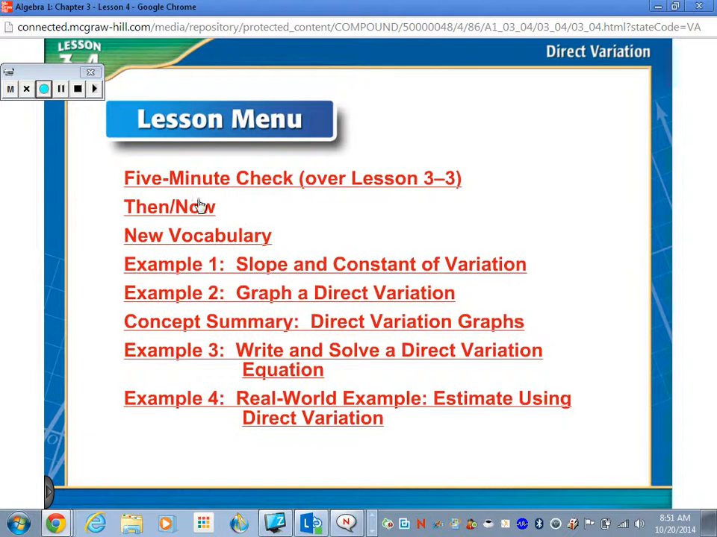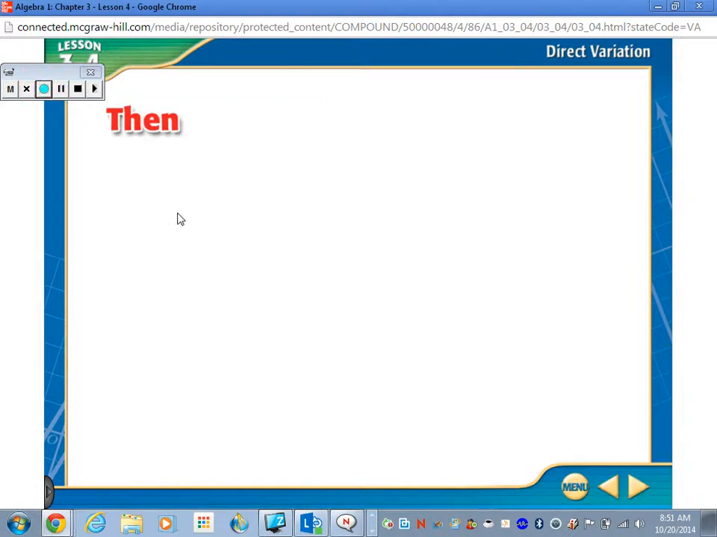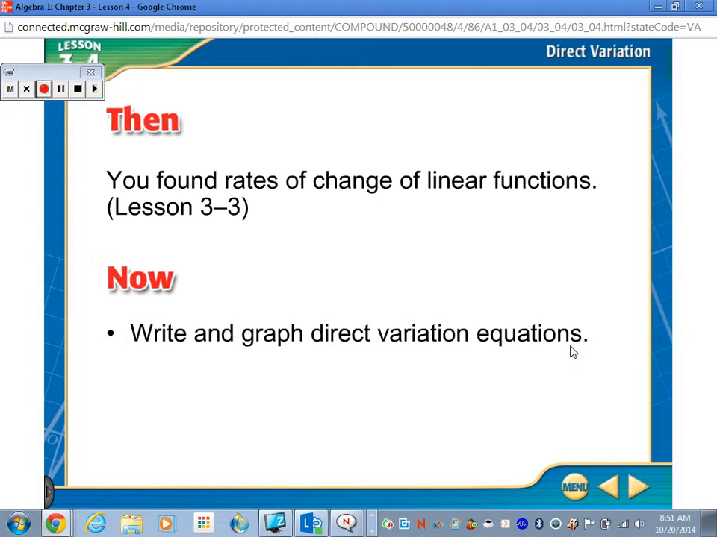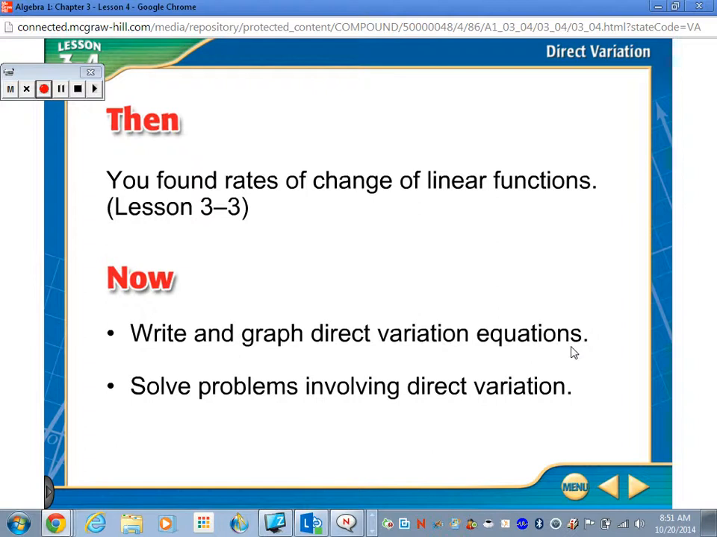So we're going to start with what we already know and what we're going to be learning in this particular lesson. Previously, we found rates of change for linear equations and slope, and that was in a previous lesson. Now we're going to be writing and graphing direct variation equations. So let's go ahead and get started.